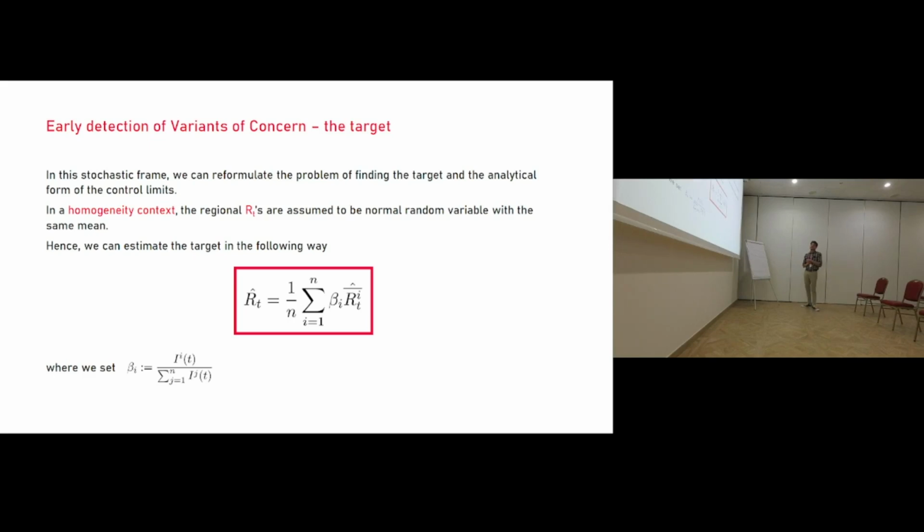In this stochastic frame, we can reformulate the problem of finding the target and the analytical form of the control limits. In a homogeneity context, the regional RTs are assumed to be normal random variables with the same mean. This is very important. Hence, we can estimate the target in the following way. This is a weighted sum. RT is the theta zero we have introduced before, RT hat. And this is a weighted mean where the beta i are the coefficients, the weights, related to the number of active cases in the region we are considering. And the RT i bar hat are the RT computed thanks to the Goris formula that we have introduced before.